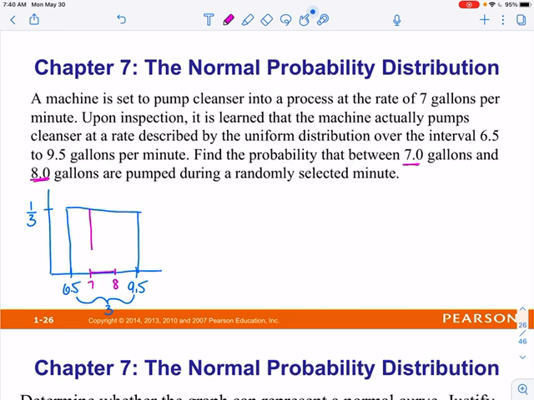Now our goal is to find the area of this pink rectangle, and that will be our probability. Area equals length times width. This time the length, the difference between 8 and 7, is 1. Then we'll multiply that by the height of that rectangle, which is 1/3. When you multiply them together, you'll get 0.333 repeating. So that is your probability that it's between 7 and 8 gallons.